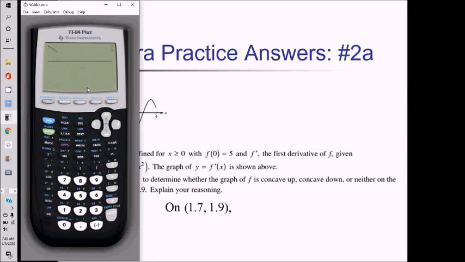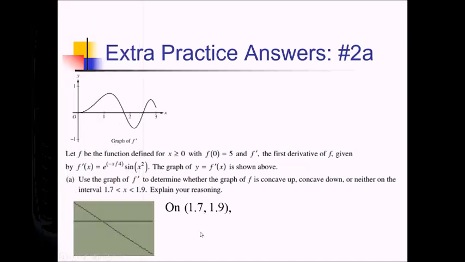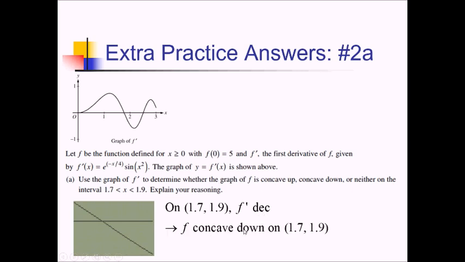So this is the graph of f prime, and we see that from 1.7 to 1.9, it is consistently decreasing. This is one of those things where you're allowed to just look at the graph and conclude that it's decreasing. You're allowed to just visually look at something and say, hey, that's going down. So f prime is decreasing on there. We verified it on our graphing calculator. Therefore, that means that f is going to be concave down on this interval.